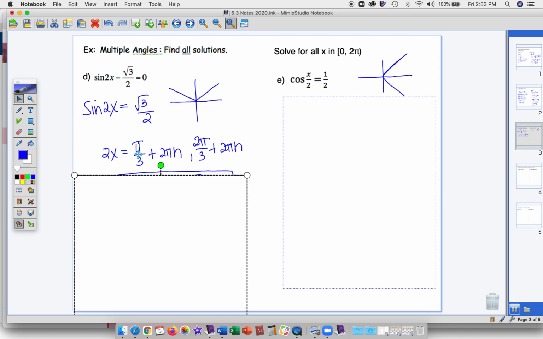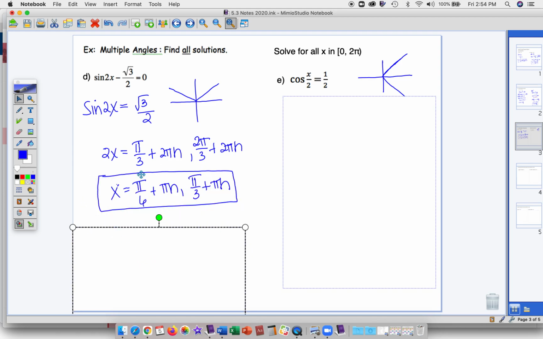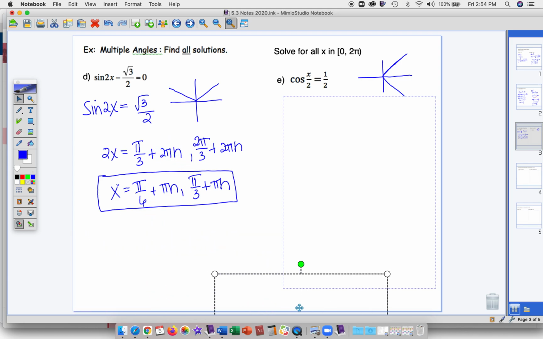So I have the two solutions, pi over 3 plus 2 pi n and 2 pi over 3 plus 2 pi n. But that's what 2x equals. So to solve for x, I need to divide by 2. I'm dividing the pi over 3 by 2, and I'm also dividing that multiple that I'm adding on to my solutions by 2 as well.